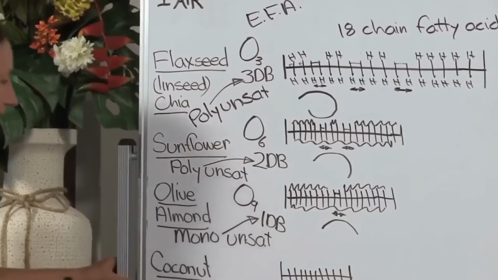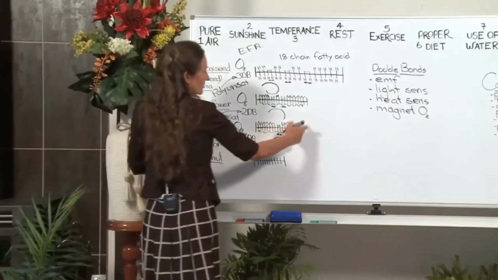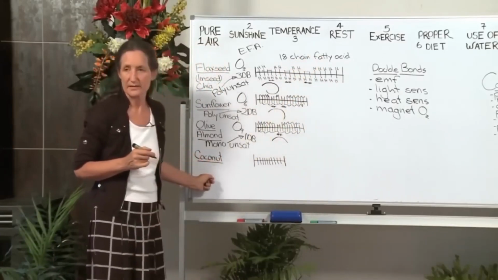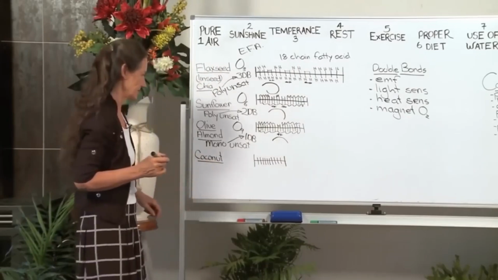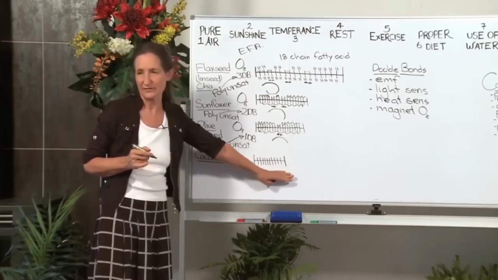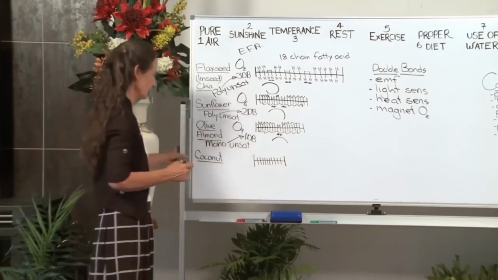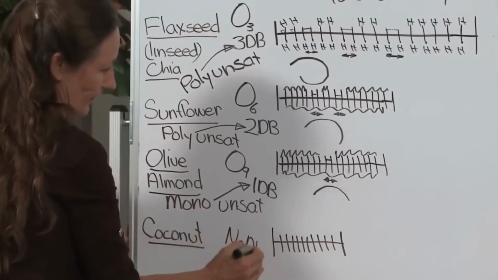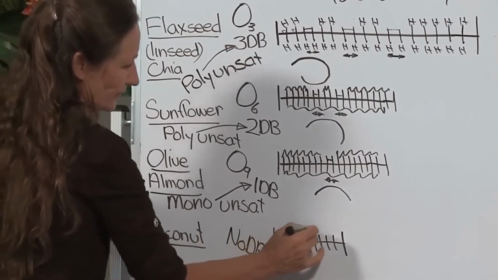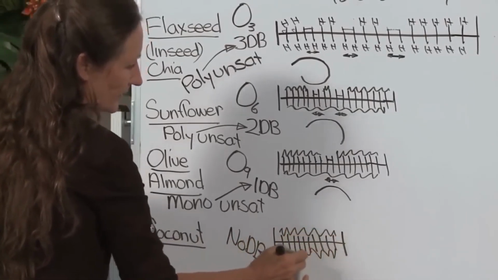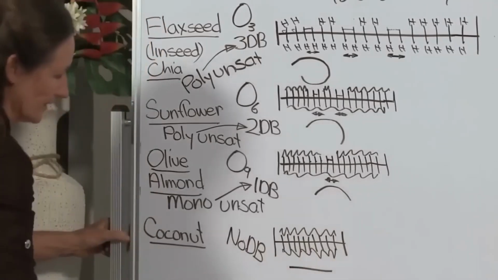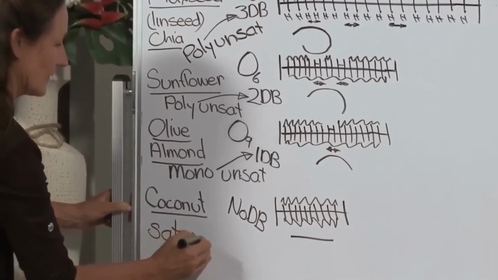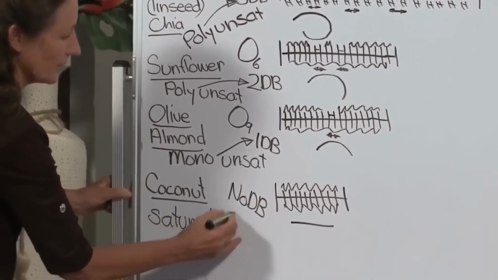What about coconut? Coconut oil, instead of being a long-chain fatty acid like these 3 18-chain fatty acids, contains short and medium-chain fatty acids. I have drawn a 10-chain fatty acid here, which is considered a short-chain fatty acid. There are no double bonds in coconut, so every spot is full. And in the cold weather, it's a solid fat. So this fat is called a saturated fat. Saturated because there are no double bonds.